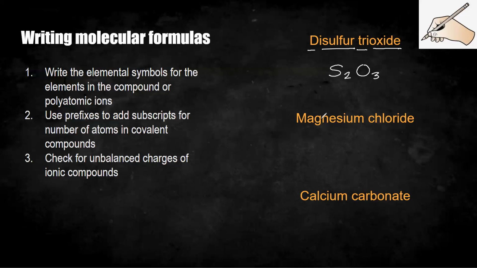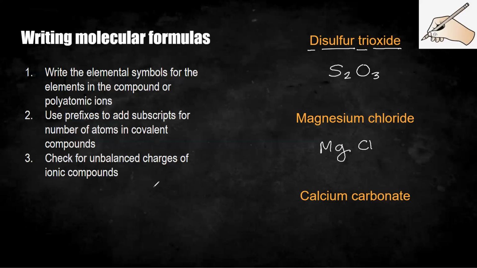Now let's talk about magnesium chloride for another example. So my elemental symbol for magnesium is Mg. My elemental symbol for chloride or chlorine is Cl. So I've written these out. I don't have any prefixes because this is an ionic compound. Magnesium's a metal and chlorine is a non-metal.